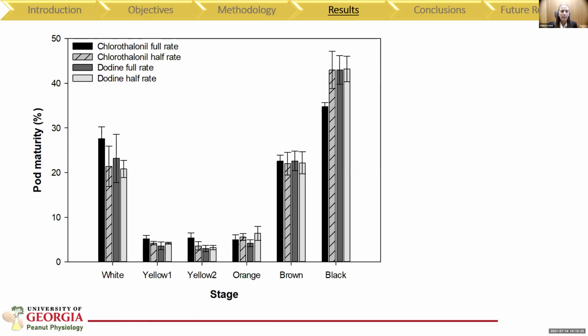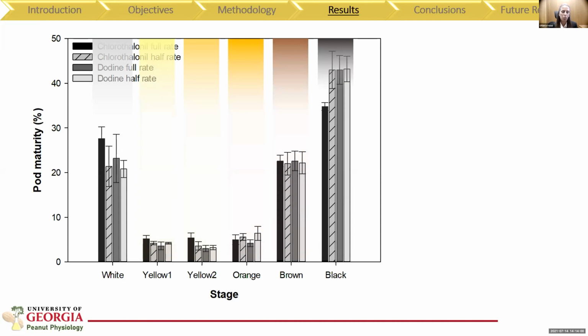This fourth graph represents the percentage of pod maturity based on the 6 different stages and divided for the 4 fungicide treatments. Since peanuts have an indeterminate growth, it can happen that in one plant we have pods with different maturity. That's why in this graph, we can see pods located in all the stages and with different percentages. The first stage is the white one, which is the least mature, followed by yellow 1, yellow 2, orange, and the last 2, which are brown and black.